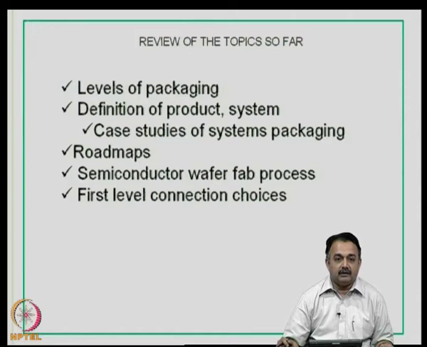Then we have seen the first level connection choices. What are those connection choices? Wire bond, tab and flip chip. So, we have seen exhaustively and extensively what a wire bond means, what are the materials used in wire bond, how the process is established, and then we have seen tab, tape automated bonding, the areas of application for tab and the methodology of connection in tab, especially the inner lead bond and the outer lead bond, which by now you are familiar with.